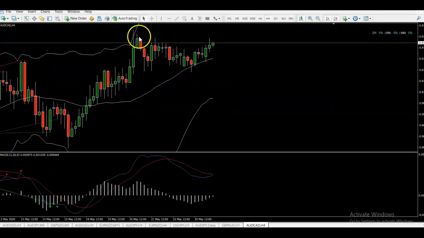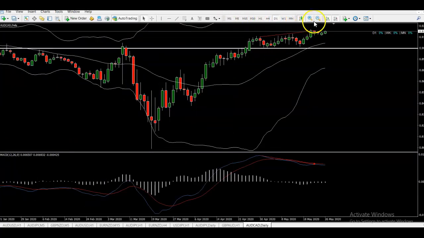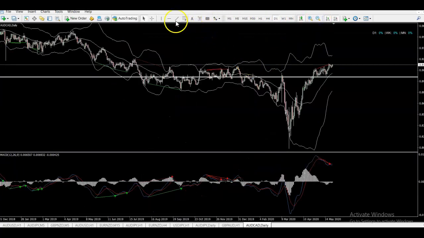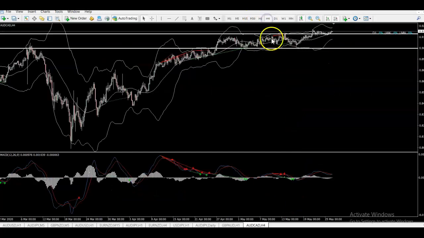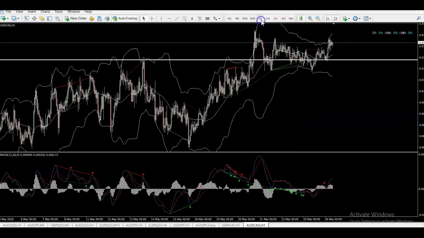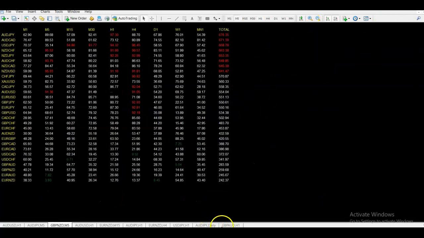Aussie CAD is another one I'm looking at. Okay, see we are approaching, just zoom out here, we are at a wall here, floor, whatever. Okay, resistance. It's kind of breaking up through. This could pop up, but again, the signals are telling me that this will be a nice sell. So I'll be waiting for a divergence signal to happen today on this, and then I will be looking to sell the Aussie CAD. Okay, CAD looking to sell, and Euro Kiwi is another one.